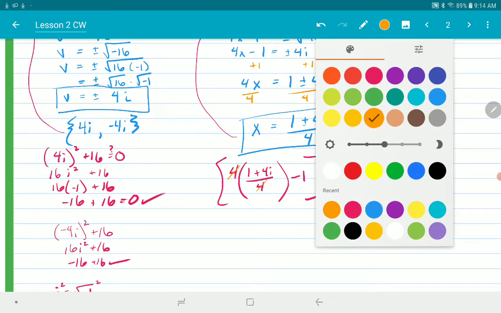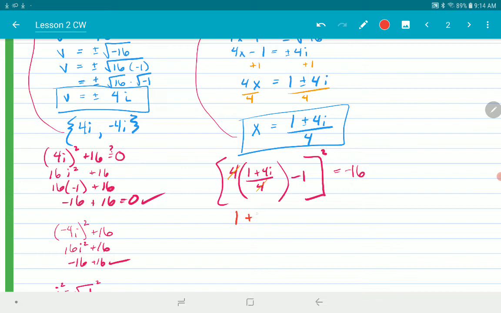And I get 1 plus 4i minus 1, all of that squared. The 1s cancel, 1 minus 1, and I get 4i. Oh, where'd my squared go? And that is 4i squared we found over here. That is 16, and i squared, remember, is negative 1. So that equals negative 16, which is what I wanted it to equal. So yes, that solution is good.